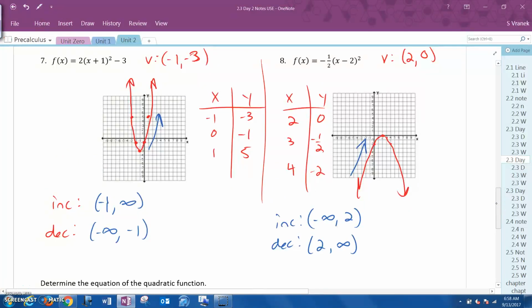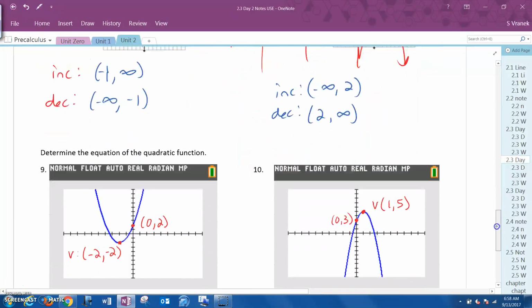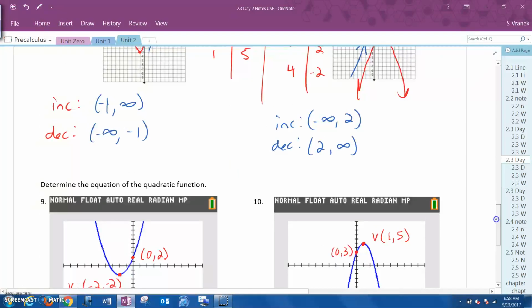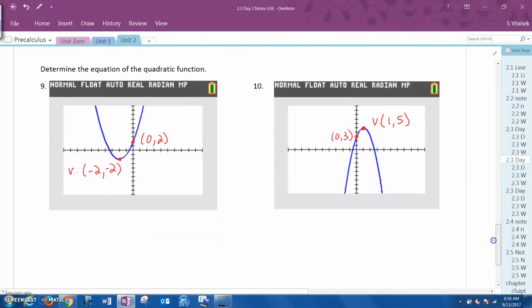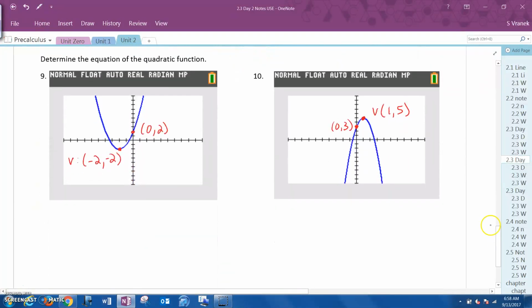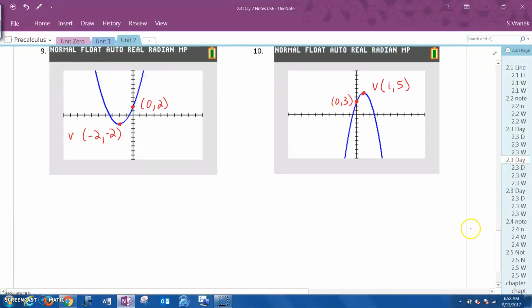All right, last two problems for the day. I know these notes are a little longer, but it's a lot of good problems with quadratics here. We're going to come up with the equation, which means we need to know what the a value is. We have a vertex and a point, so the first thing you should always do when you have a vertex is write it in vertex form.